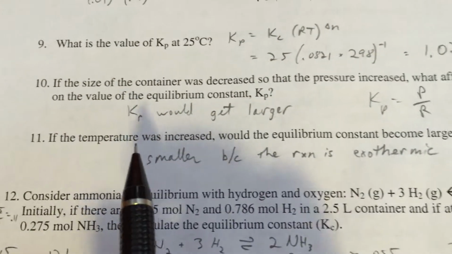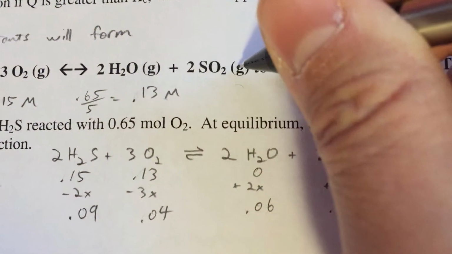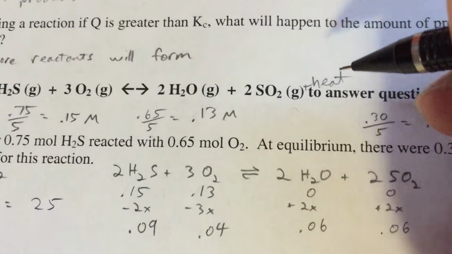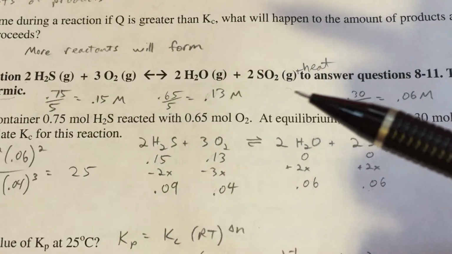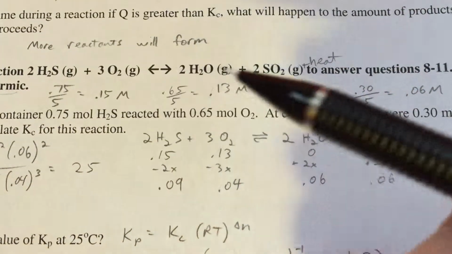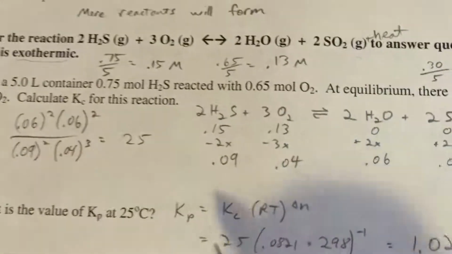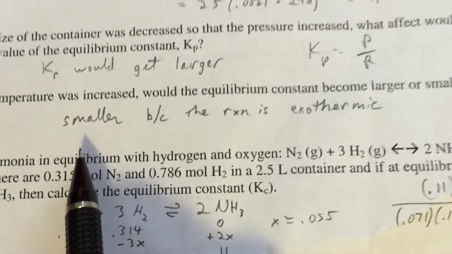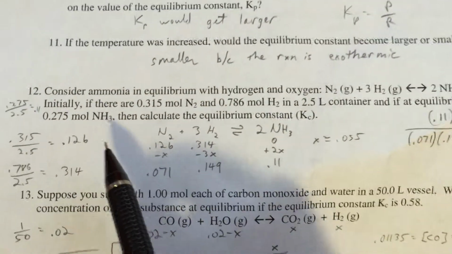Okay? Now, if the temperature is increased, right up here it says it is exothermic. That means that the heat term is a product. So we can even do plus heat. If you raise the temperature, the reaction will shift away from the heat and go make more reactants and fewer products. Products get smaller, reactants get bigger, and your equilibrium constant therefore gets smaller because the reactants are on the bottom and they're getting bigger, so the denominator is larger.